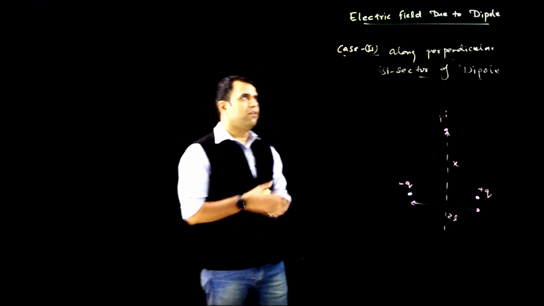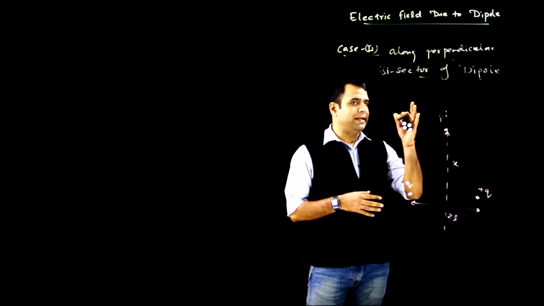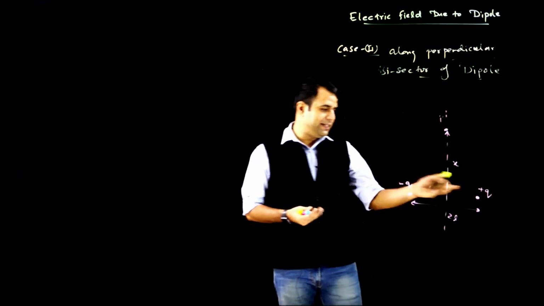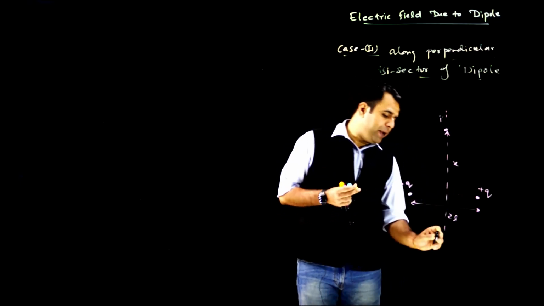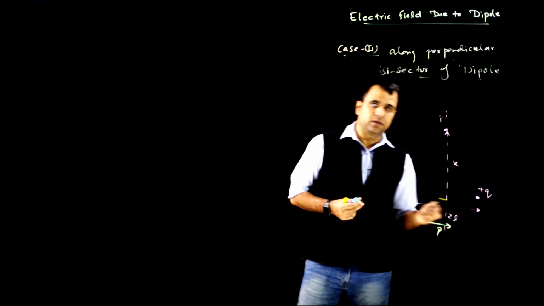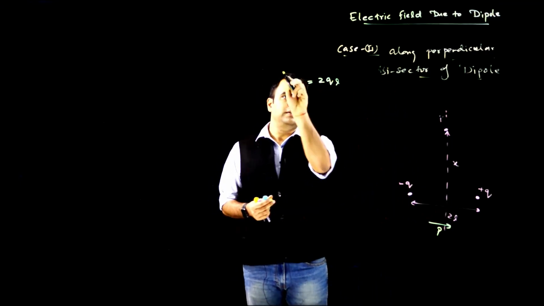Hello. Now we will calculate the electric field due to a dipole along the perpendicular bisector of this dipole. So this is my dipole, minus q and plus q. The dipole moment is P, directed from minus to plus, and magnitude wise it is 2QL.